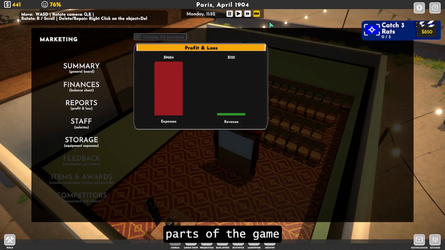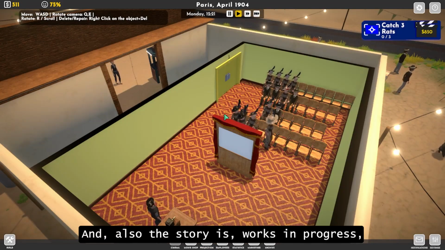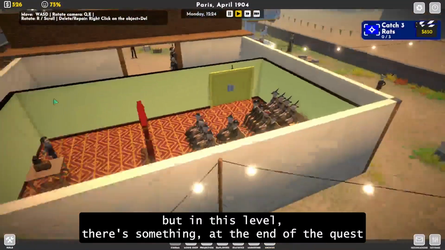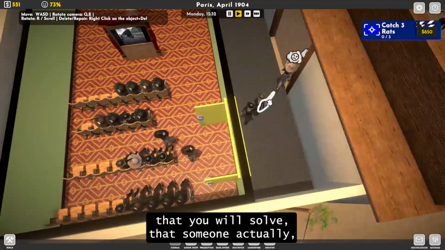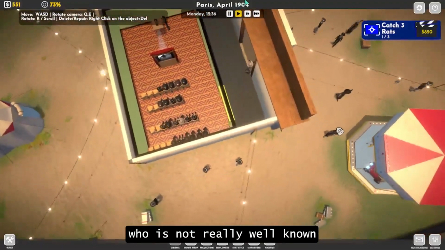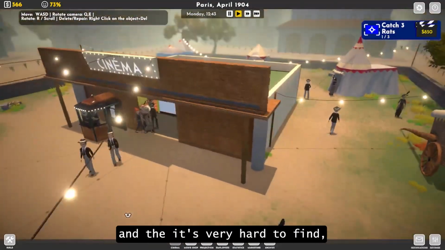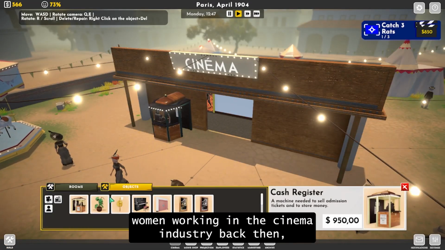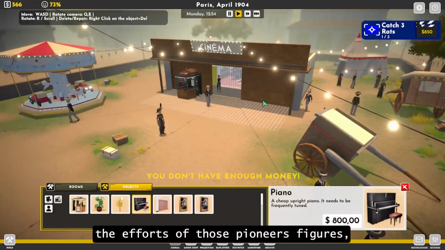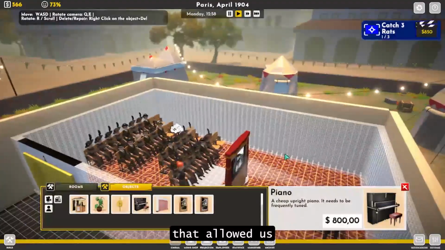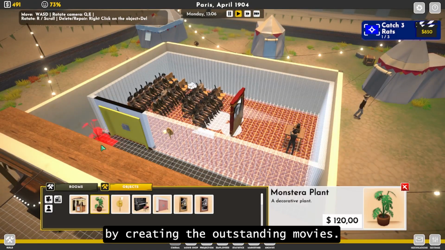For example, if I have to think of parts of the game that excited me the most so far, of course, since this is an early access version, also the story is a work in progress. But in this level, there's something at the end of the quest that you will solve that someone actually who is not really well known in cinema history. It's a woman, and it's very hard to find women working in the cinema industry back then, but I think that it's always interesting and important to highlight the effort of those pioneer figures that allowed us to work in the creative fields by creating outstanding movies.